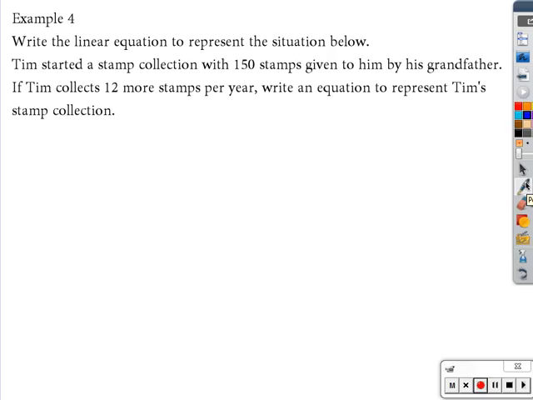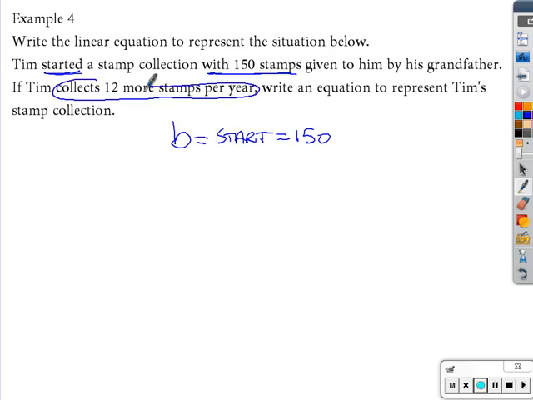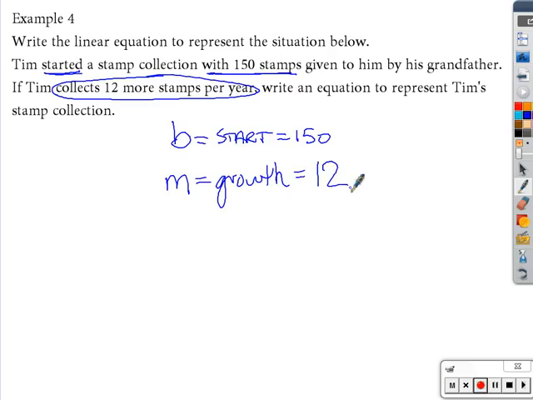So if I'm looking through this, first of all, the key phrase here is started a stamp collection with 150 stamps. So the fact that he's starting with 150 tells me my b value, my initial value. He's collecting 12 more stamps per year is important. The fact that it's 12 more indicates a positive growth. So I have growth, and it is 12 per year. So when I write my equation, I end up with y equals 12x plus 150.